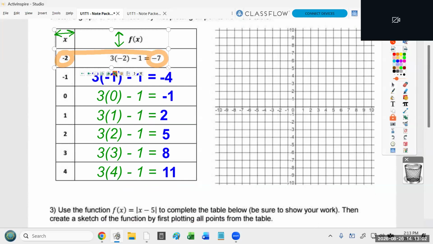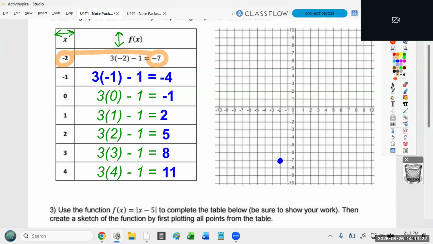Or in this particular case, the -2 means go to the left 2. The -7 means go down 7. So I'm going to start at the origin. I'm going to go left 2, down 7. Please plot a point there now, folks. -2, -7.